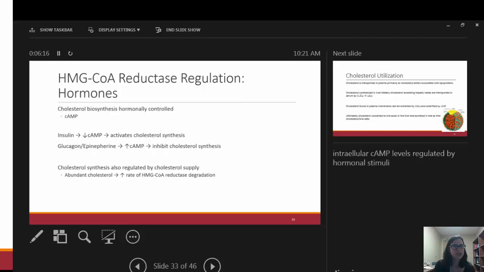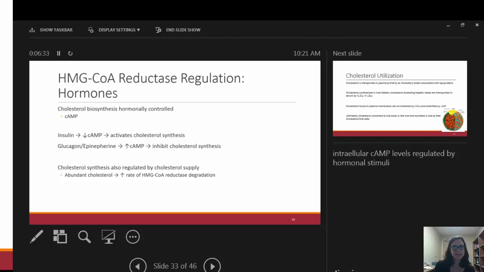And we talked about hormonal control via cAMP. Insulin decreases cAMP and activates cholesterol synthesis. So it's kind of an anabolic enzyme. We're building cholesterol. While glucagon and epinephrine increase cAMP and inhibit cholesterol synthesis.